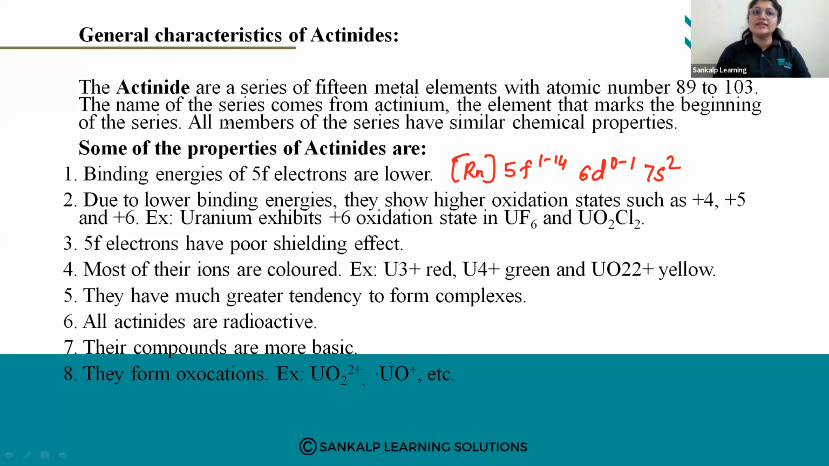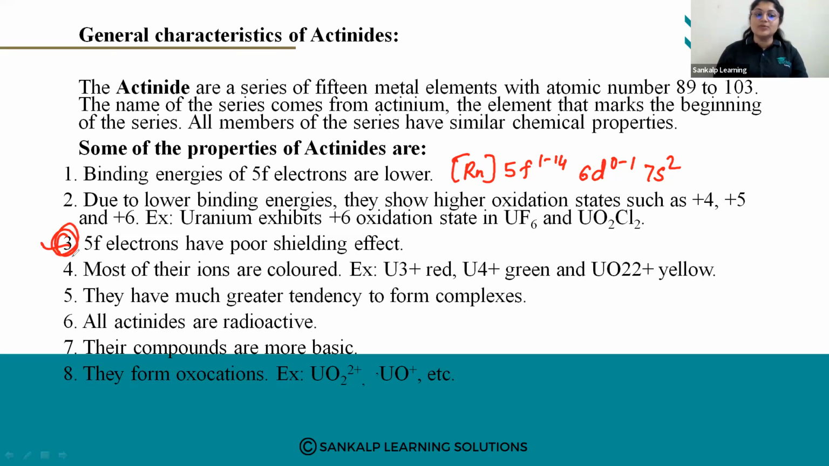Okay, so there will be a decrease in the atomic and ionic size of actinoids. Gradually means what? Slowly. The atomic and ionic size goes on gradually decreasing. That is the size of the actinoids. Why? It is due to poor shielding of one 5f electron by another. So it is due to poor shielding of 5f electrons.